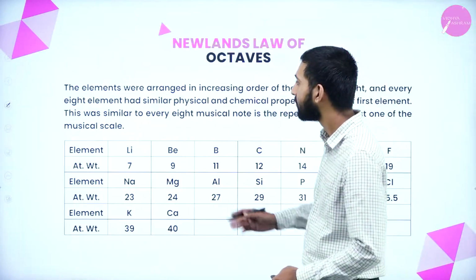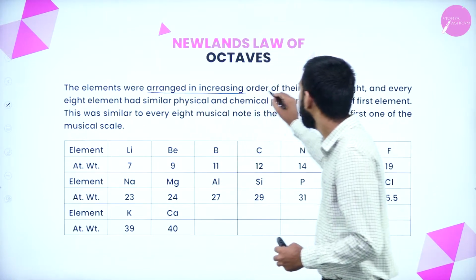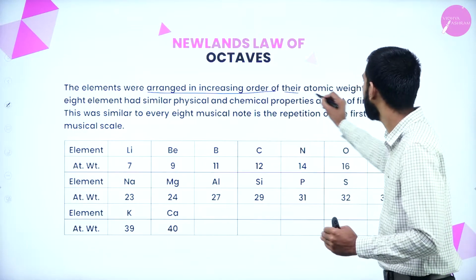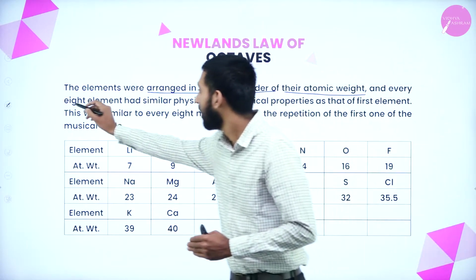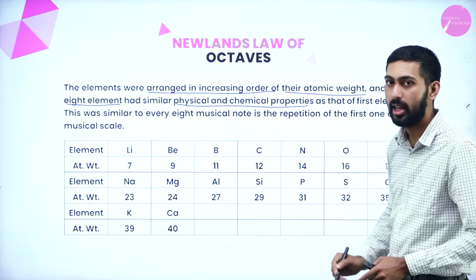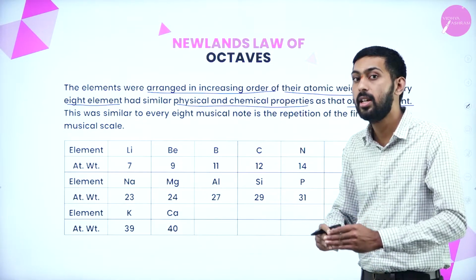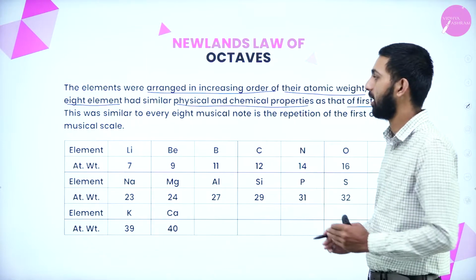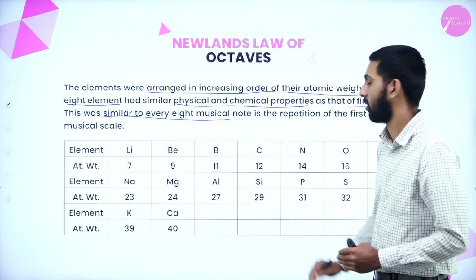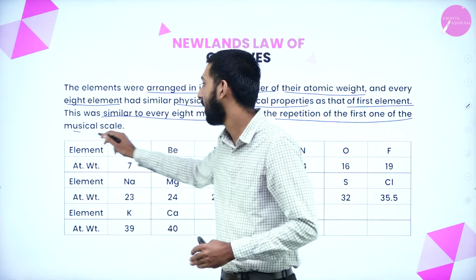Okay. Next thing is Newlands' law of octaves. Here the elements were arranged in increasing order according to their atomic weight. And every 8th element will have the same physical and chemical properties as that of the first element. This was similar to every 8th musical note, and this has got repetition of the first musical scale, they have said.